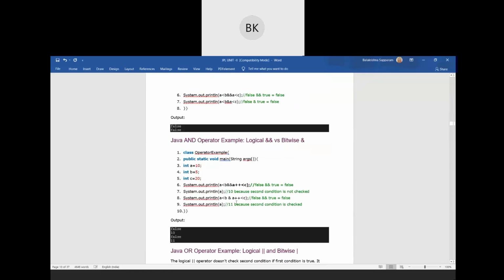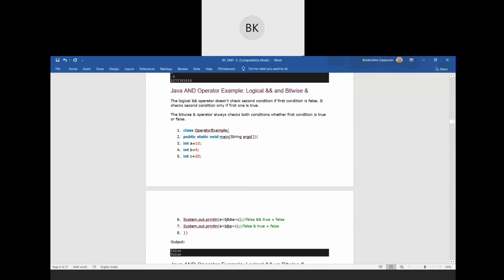This is the logical AND operation. This is the bitwise AND operation. Bitwise AND is also used as connectivities between the statements. In what way you can use the logical operator, the same way you have to use the bitwise operator. No problem, because both are the same logic.